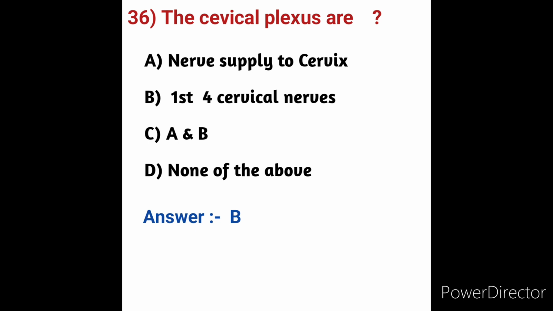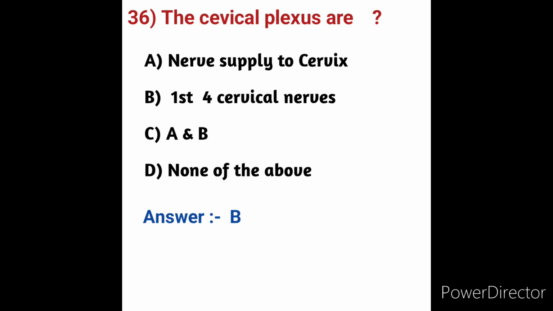I will repeat again the first four cervical nerves. C1 to C4 nerves are the greater auricular nerve, lesser occipital nerve and transverse cervical, suprasternal and supraclavicular nerves. Here cervical plexus or first four cervical nerves is the correct answer, option B.